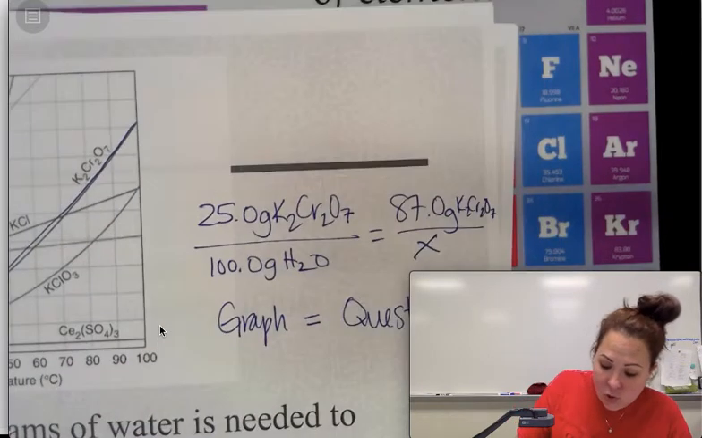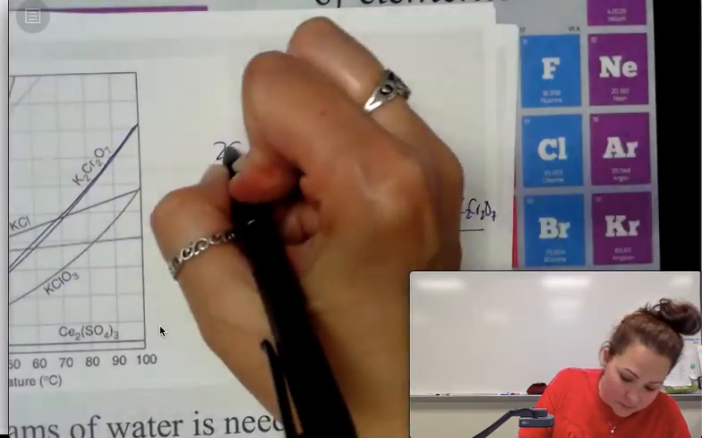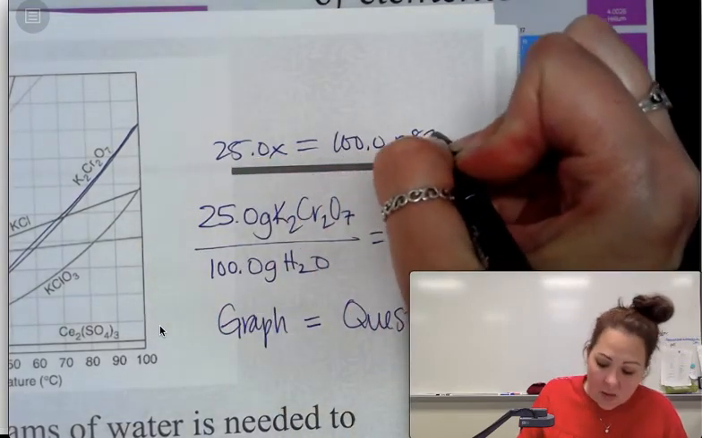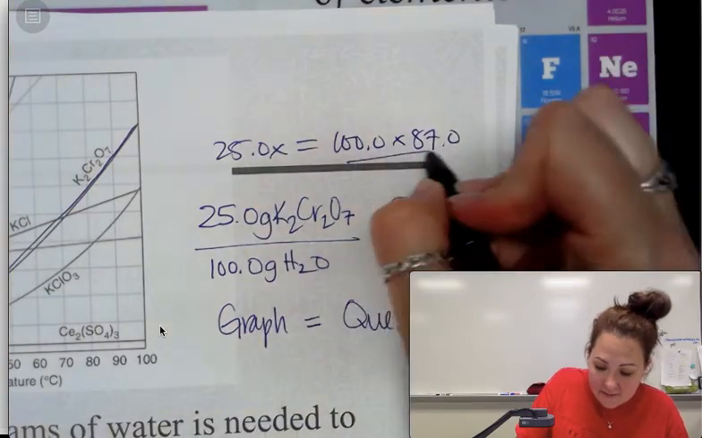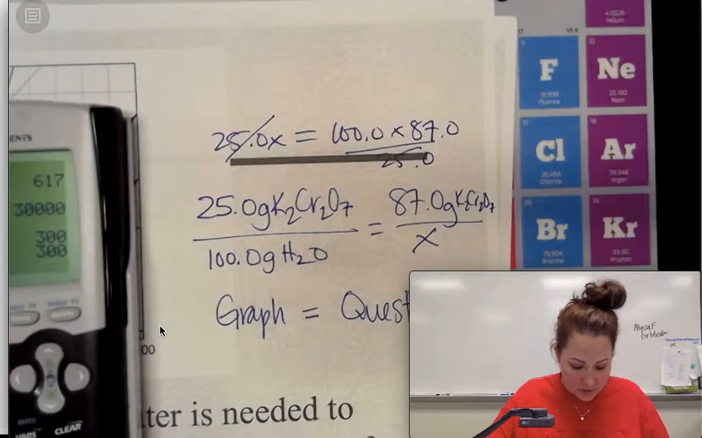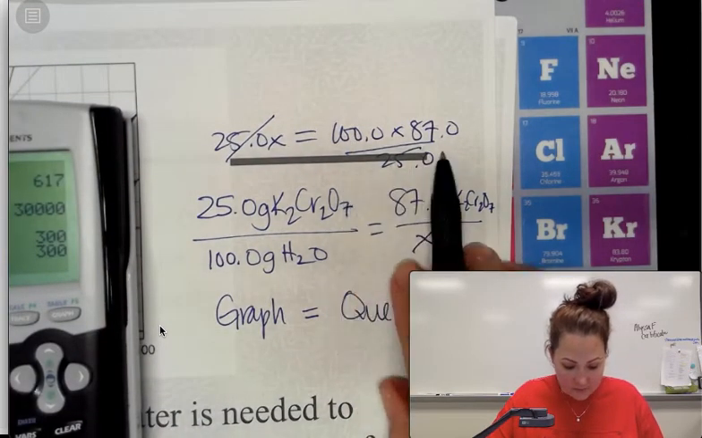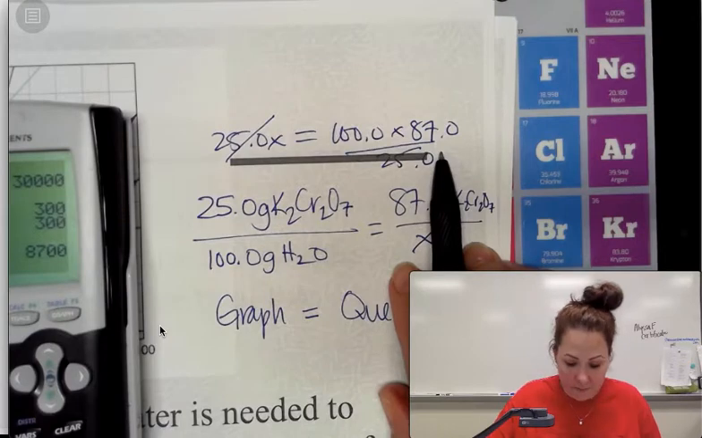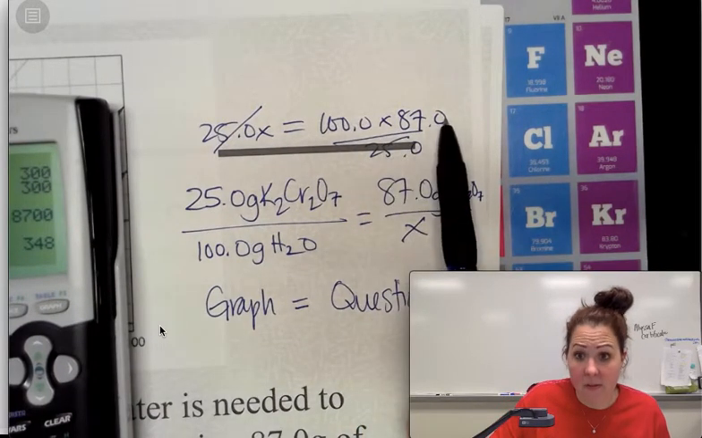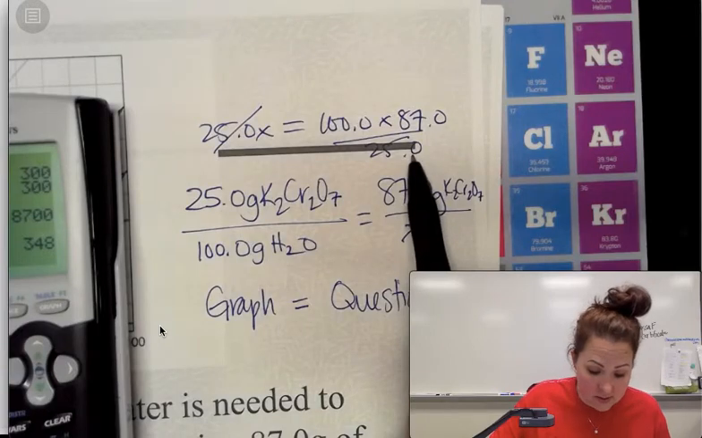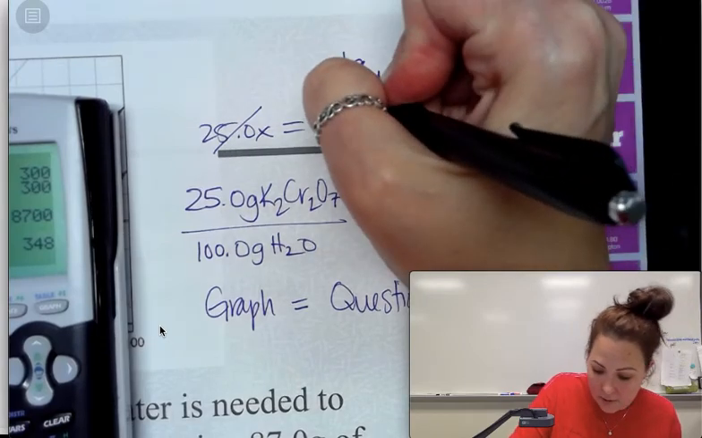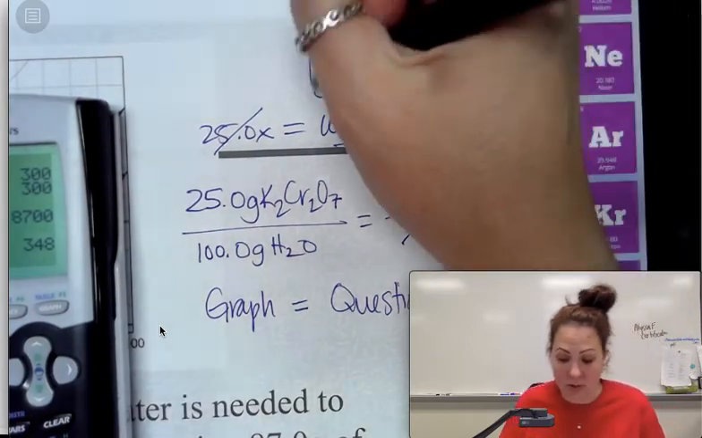So with this, we're going to take 25 times x is equal to 100 times 87. So I'm going to divide by 25 to get my answer. So I'm going to take 100 times 87 divided by 25. 4 sig figs, 3 sig figs, 3 sig figs. My answer can only have 3 sig figs. So I have 348 grams of water for my answer there.